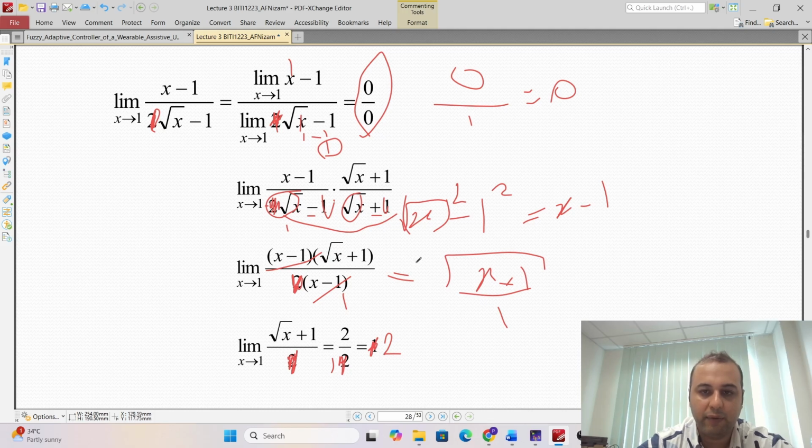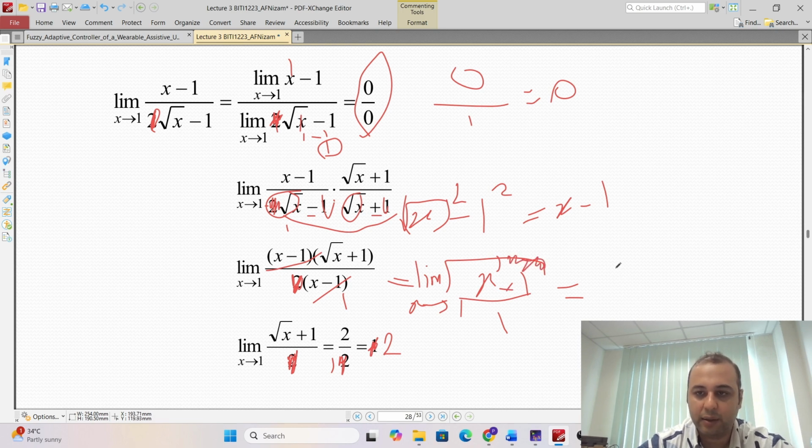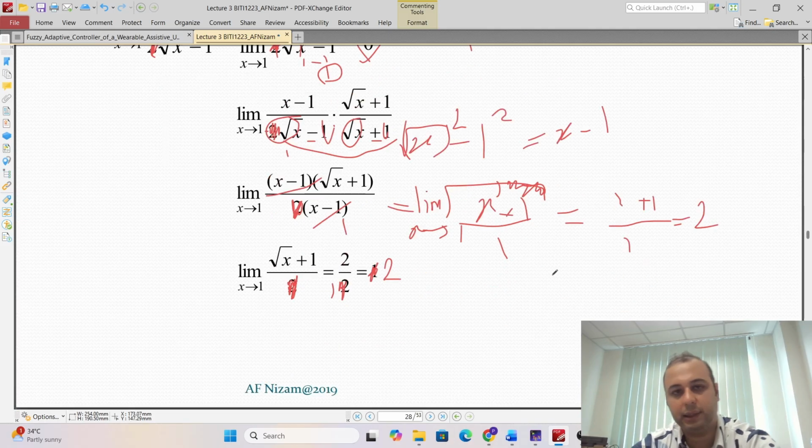Okay, the limit of this as x approaches 1, so I simply put 1 here. Sorry, it comes until here, finishing only x squared, so 1 plus 1 over 1 equals 2. That's the answer.